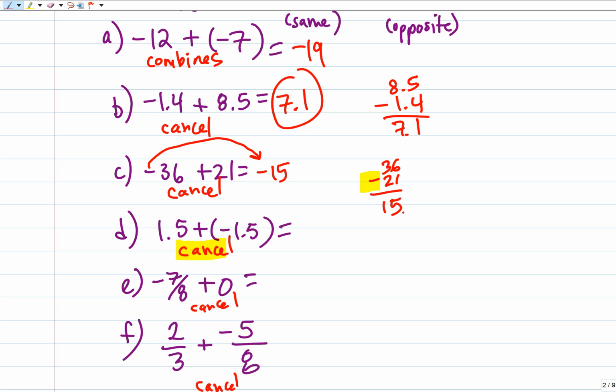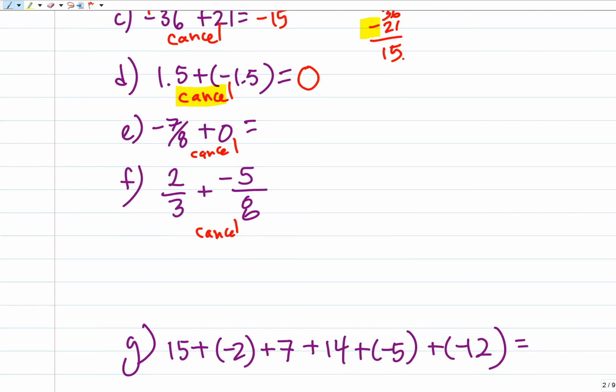What about positive 1.5 and negative 1.5? See, that's where they're identical, right? If I subtract them, I'm just left with what? What if I add 0? What happens if I add 0 to something? I would say whenever you add 0, it just stays the same. So it's just what? Any questions on that before we continue?